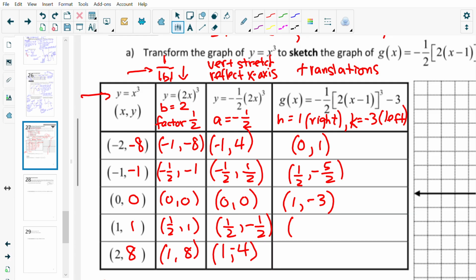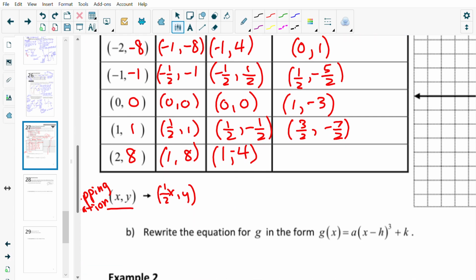1/2, negative 1/2 translates to 1/2 plus 1, that's 3/2, and negative 1/2 plus negative 3, negative 7/2. And then 1, negative 4: 1 plus 1 is 2, and negative 4 plus negative 3 is negative 7.